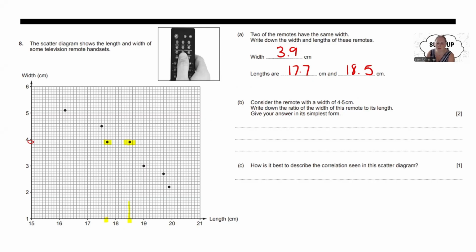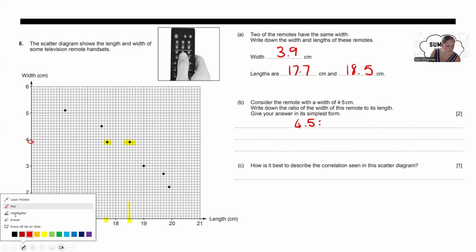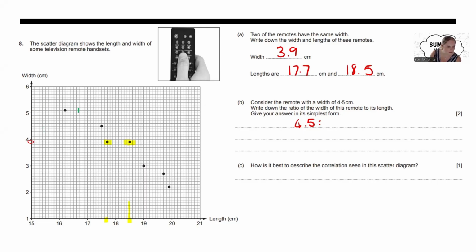Consider the remote with a width of 4.5. Write down the ratio of the width to the length that I need to find out. So let's firstly get on our highlighter and find it. It has to be that one because that's the only one after 4 that's useful to us. That was a very strong green. Was not expecting that. Straight down, I think it's the halfway point. It is. Nice and easy. 17.5.